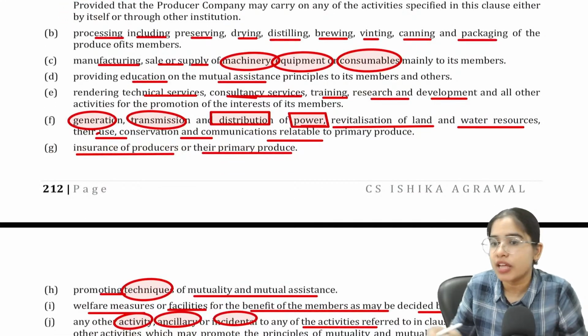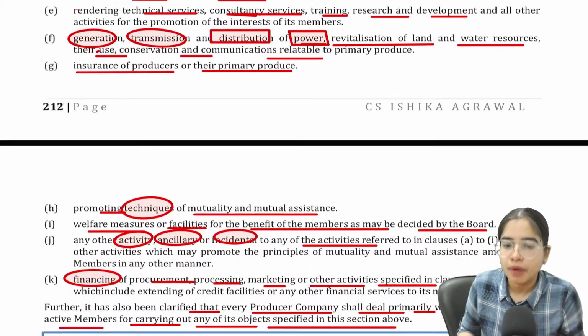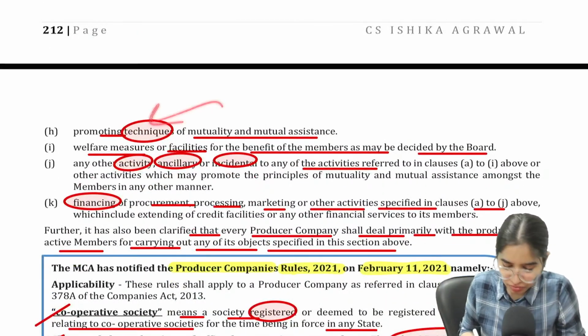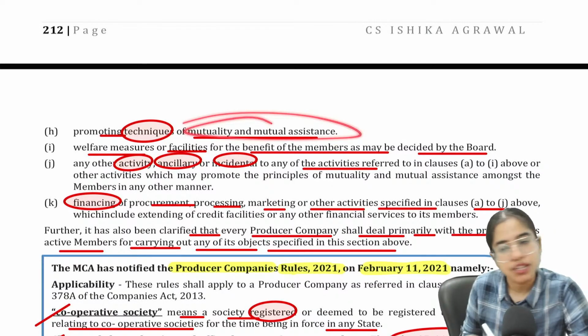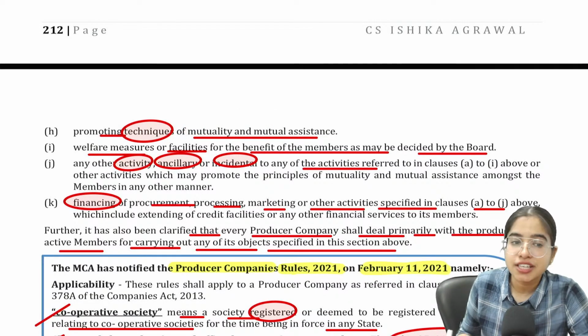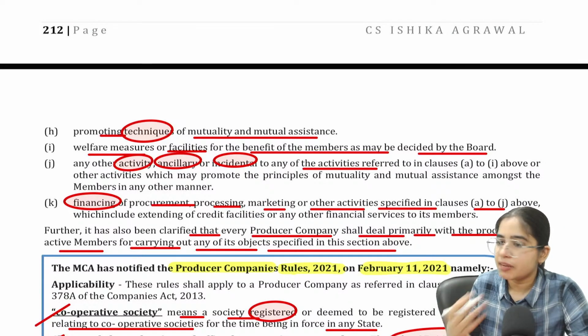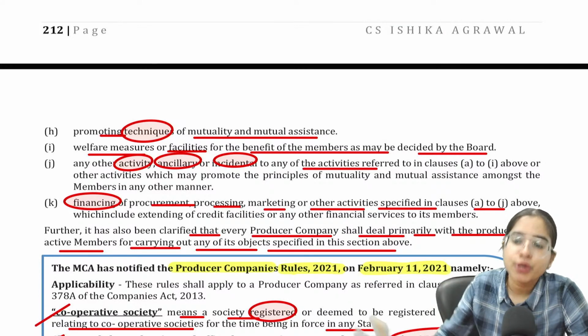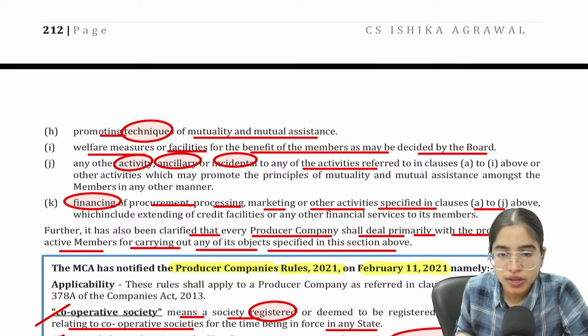Sometimes we are not able to sell the product, so it goes waste. So it helps in providing insurance of the primary produce. Next, promoting the technique of mutuality and mutual assistance. Mutuality and mutual assistance means helping each other. Obviously, a producer company is based on the concept of helping each other. Like 10 producers can join together and they can help each other. So that is why it is based on mutual assistance.